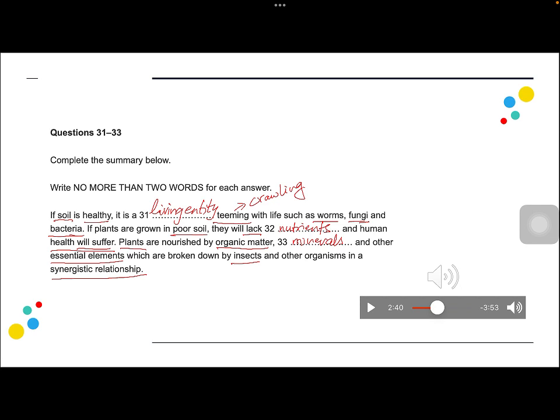However, for the summary completion question, this was one sample question for you to know the type of summary completion question. In this case as well, we did see that the speaker is using a lot of rephrases and a lot of synonyms, for example rephrasing for human health will suffer and so on. However, if you listen to the content attentively, you will be able to find the answers like we did just now. So this is all about the summary completion question, and let us move on to the next question type.